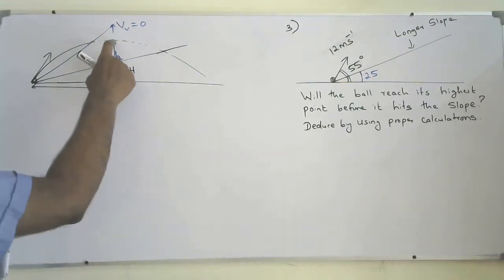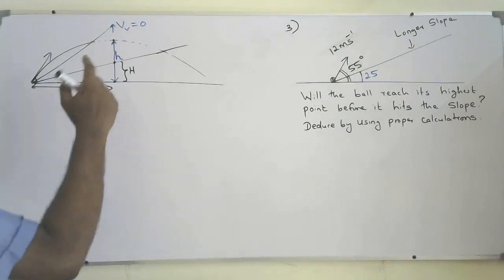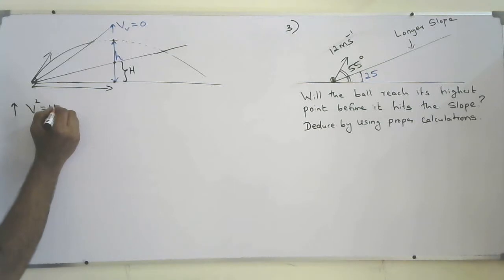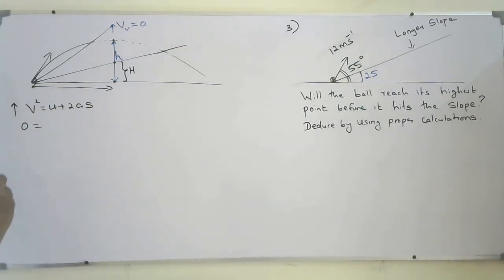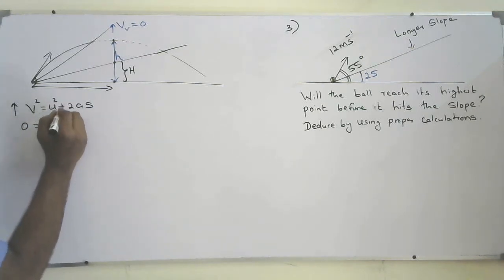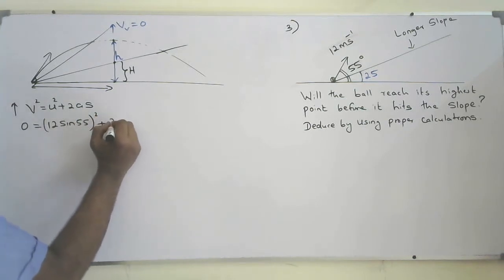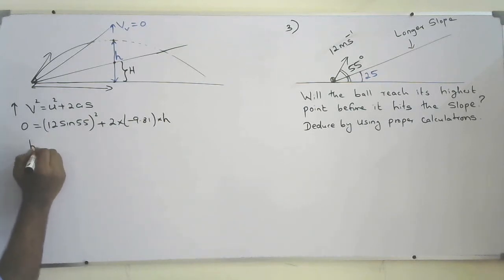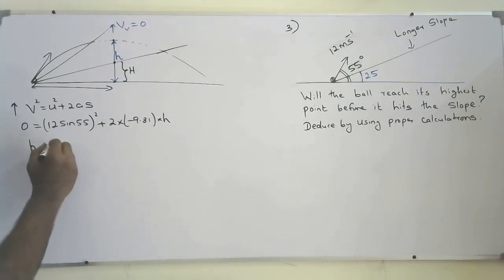When it is at the highest point, the velocity is 0. So I'm going to find the height. First, the maximum height reached by the ball, using v squared equals u squared plus 2as in the vertical direction. The vertical component of velocity is 0 at its highest point. So that will be 0 equals (12 sine 55) all squared plus 2 into minus 9.81 times h. Find the maximum height that could be reached by the ball if the slope is not there. That will be 4.92 meters.